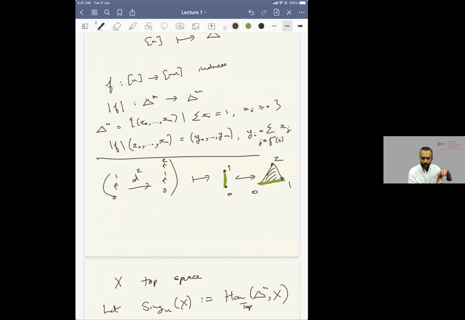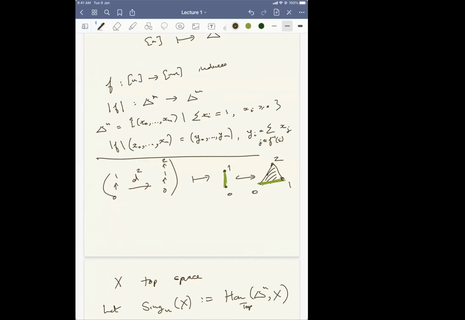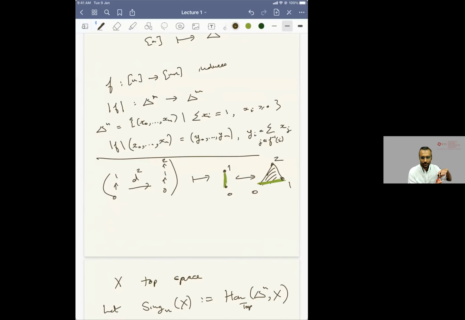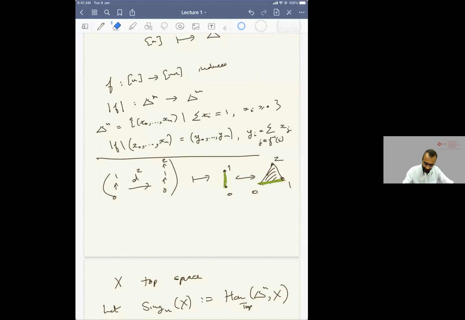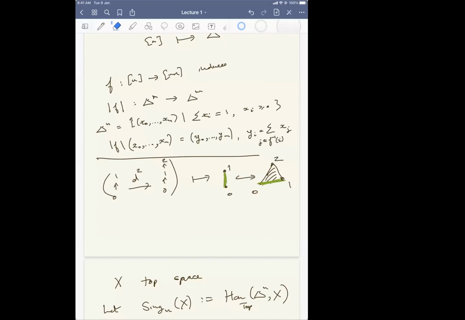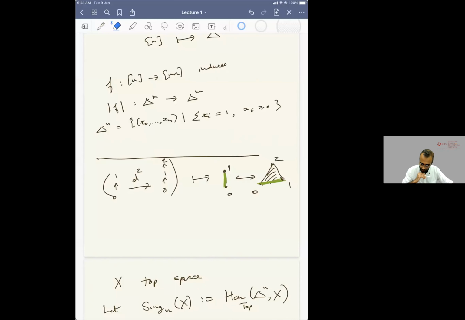Wait, have I messed up again? No, I think this is not right either. So what is ym then? Like if m is bigger than n. I'm sorry, this is not right. What do I want to do? Just hang on a second. So I want to map.